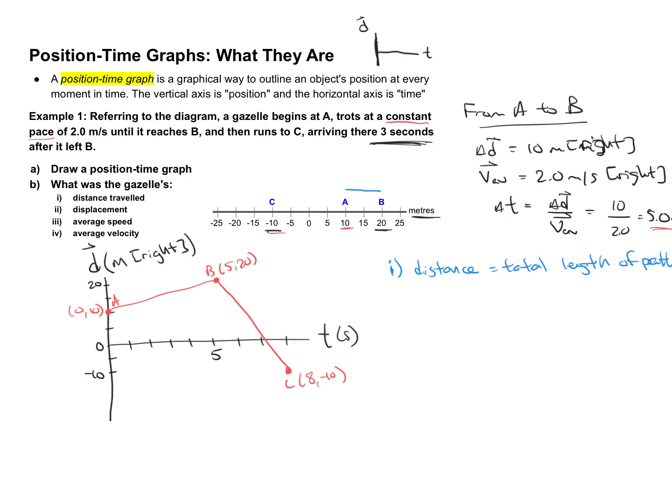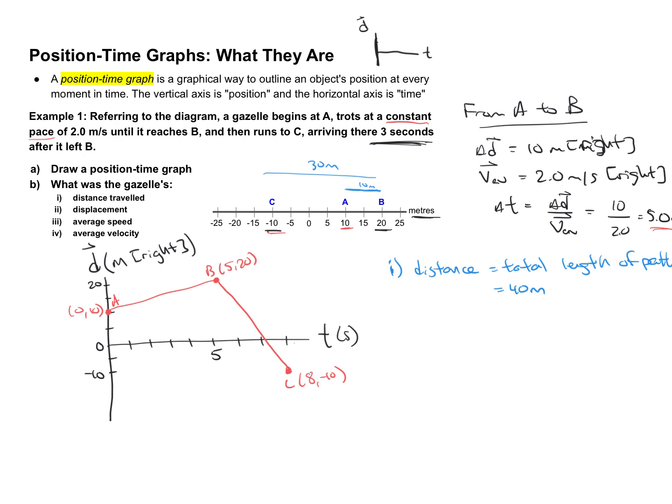First it traveled 10 meters to get from A to B. And then it went from B to C. From B to C, it went from 20 to -10. So it went 30 more meters. So the distance should actually be 40 meters. And that's no different than how we did it in earlier lessons.